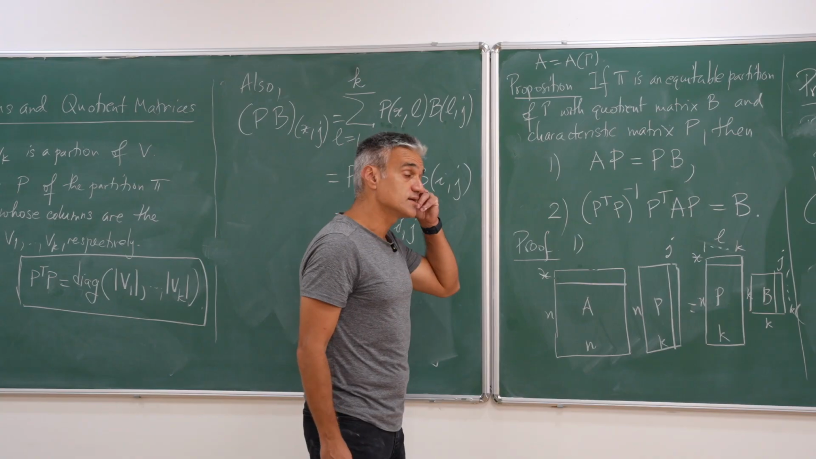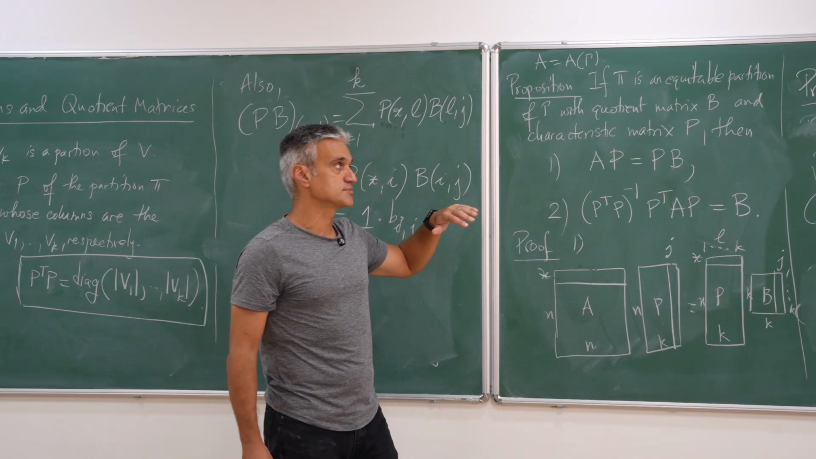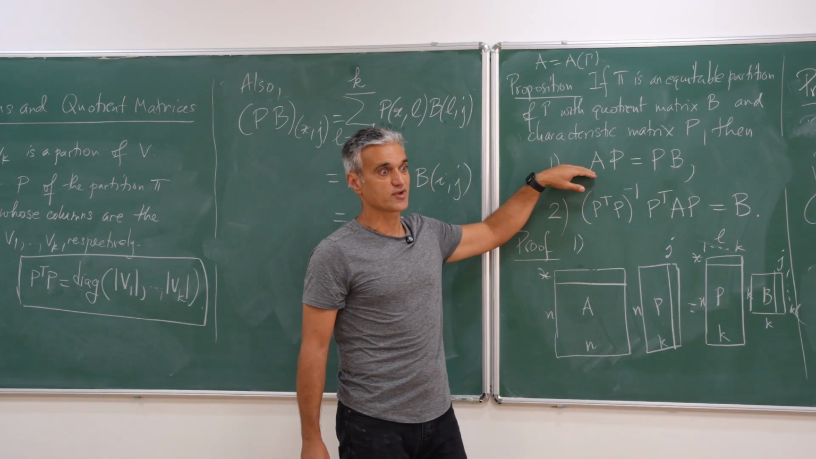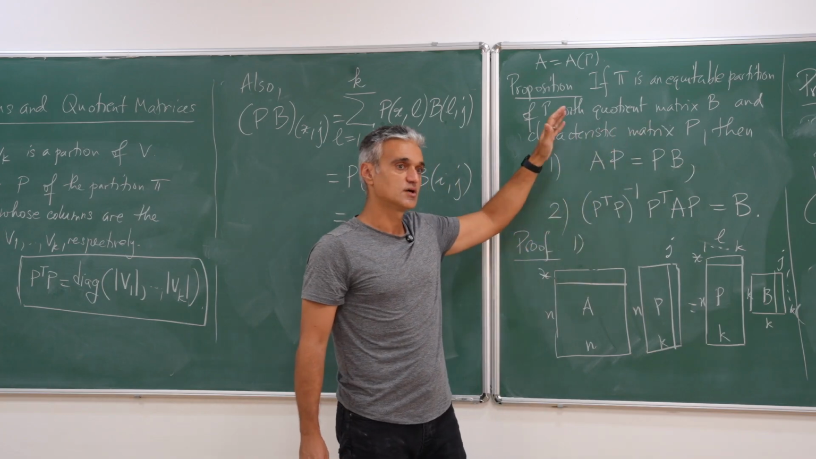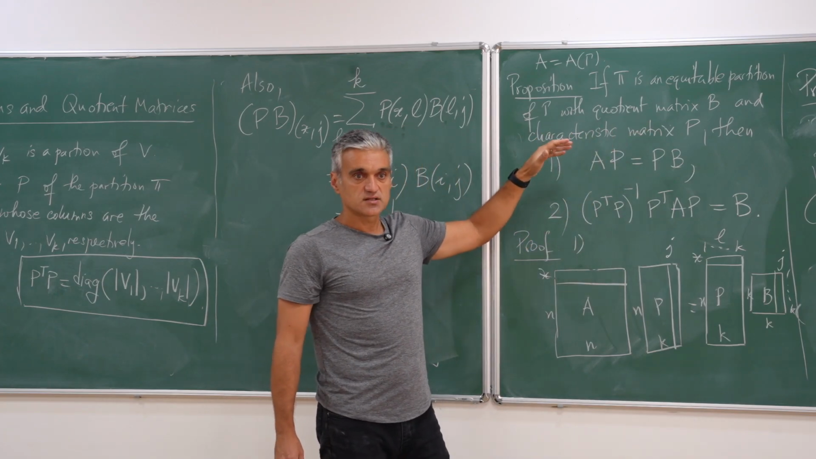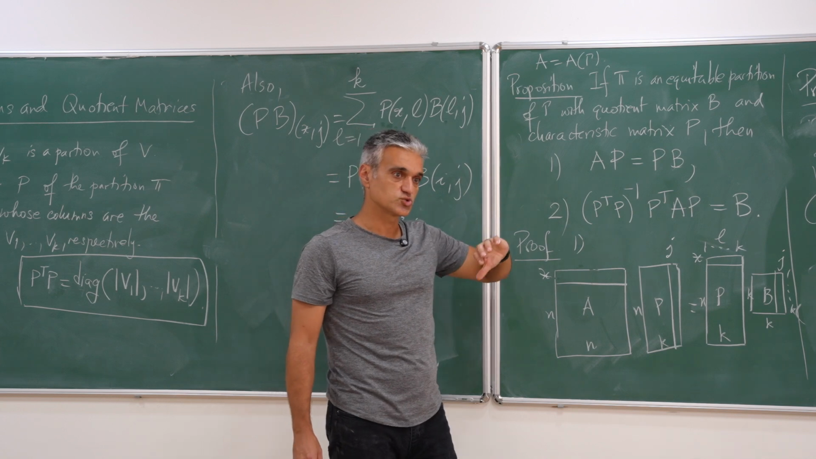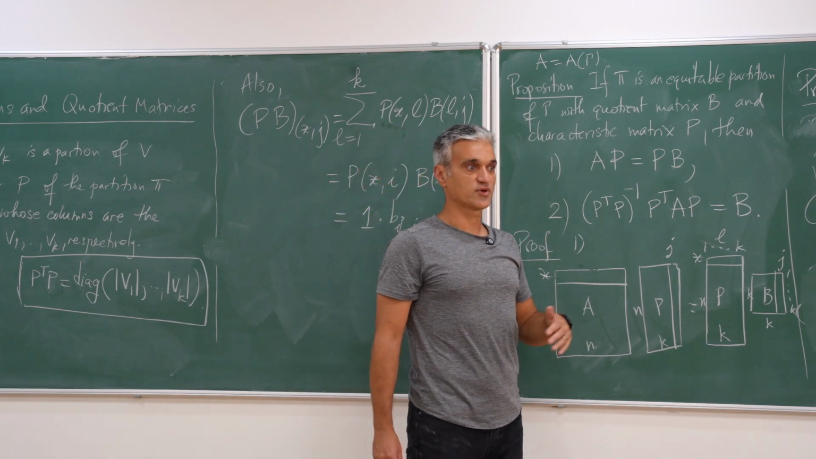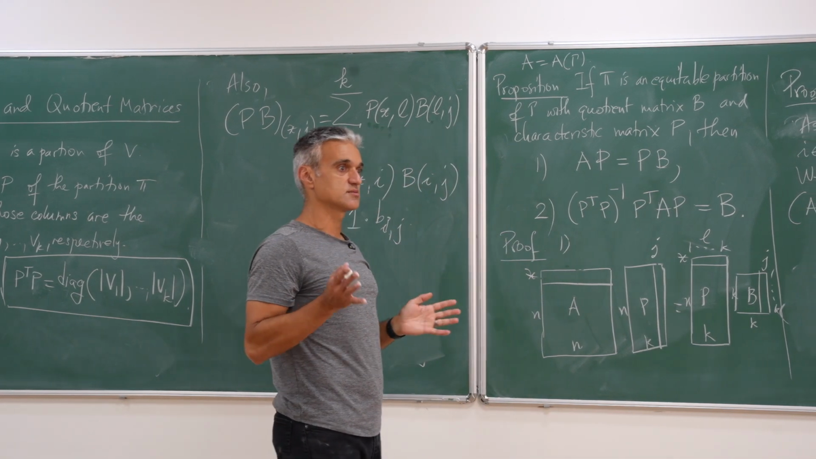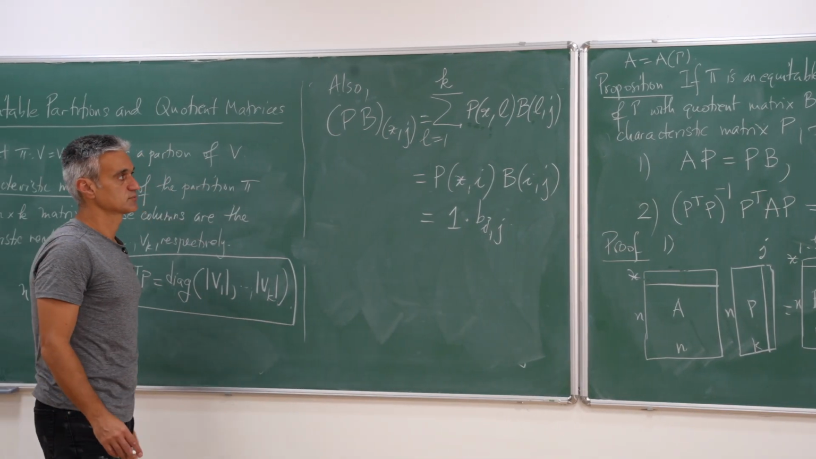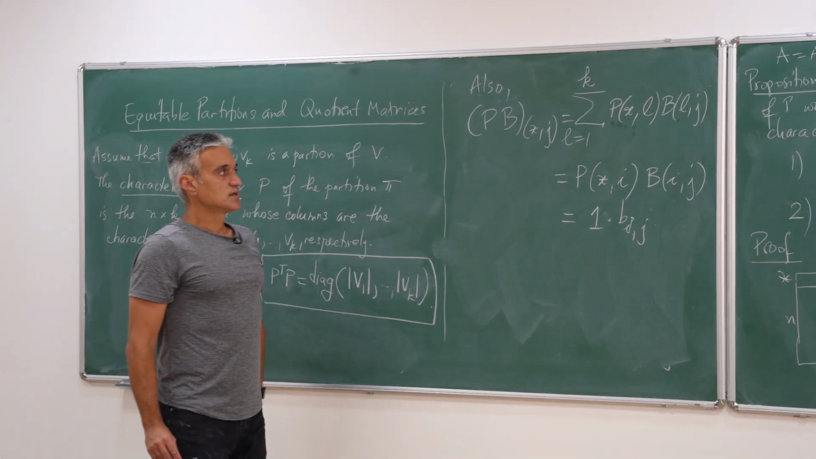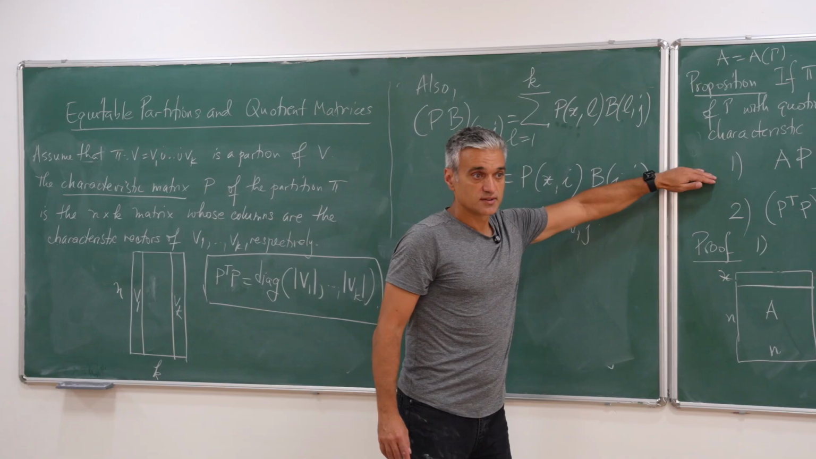So actually, more is true. The partition is equitable if and only if AP equals PB. So I just showed you if it's equitable, AP equals PB. We put it as an exercise to show the converse, okay? Like if AP equals PB and P is a characteristic matrix, then something else. But for now, let's leave it here. So 1 is proved, okay?